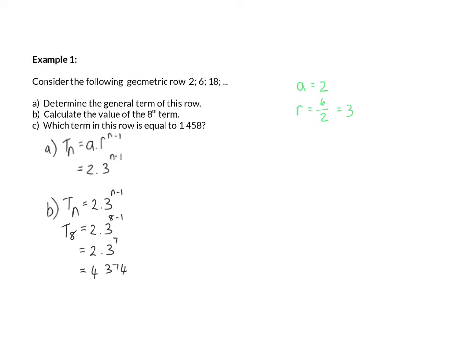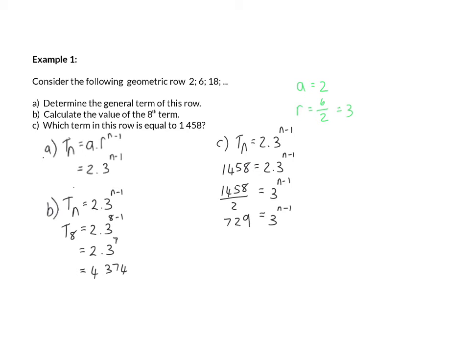Now in C, they say which term in this sequence is equal to 1,458. So that means they are now giving us the value of the term. So this time we are going to substitute that into Tn's place. And we are going to have to solve for n. Now, when you need to solve for n in the exponent, we need to start off by getting rid of the times by 2. So we are going to start off by dividing by 2 on the left. And that will give us 729 on the left.